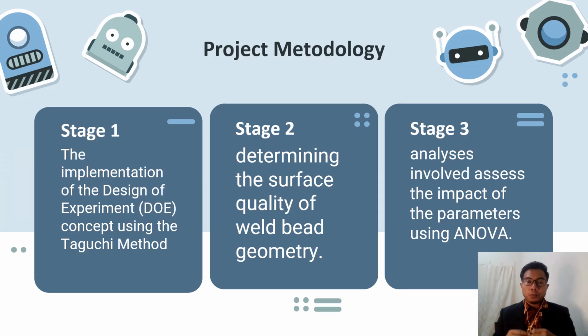Next, we are going to the project methodology. Basically, this is how my research is going. Stage number one is the implementation of the design of experiment, which is the DOE concept, using the Taguchi method. Secondly, stage two is determining the surface quality of the weld bead geometry, and the last stage is to analyze and assess the impact of the parameters using ANOVA.